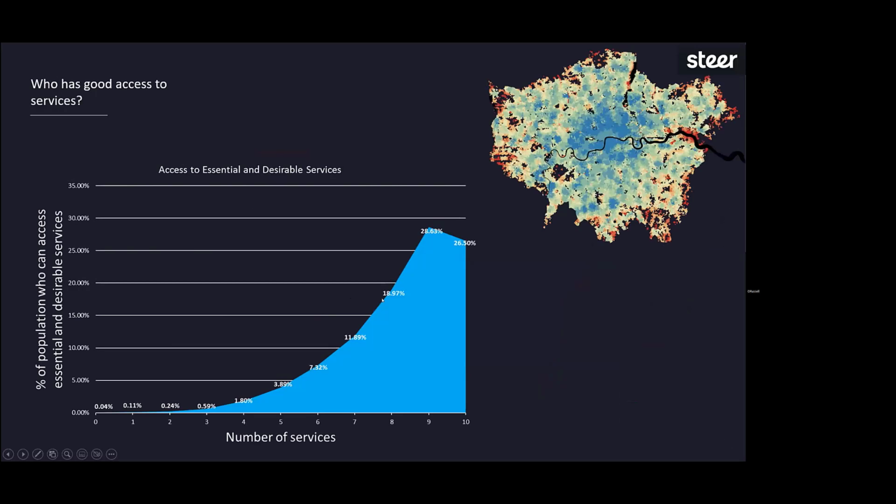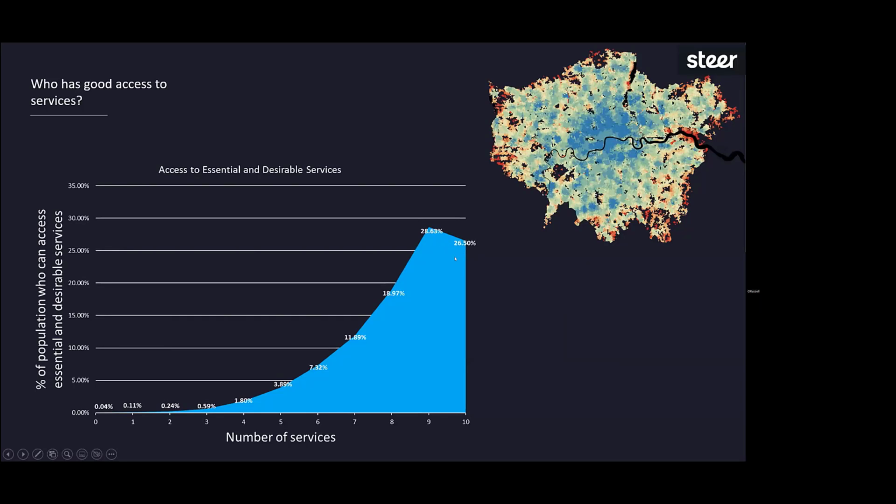So this slide simply shows the proportion of the population that can access the different services that we've assessed in total. 26.5% of the London population can access all essential and desirable services that we've assessed.